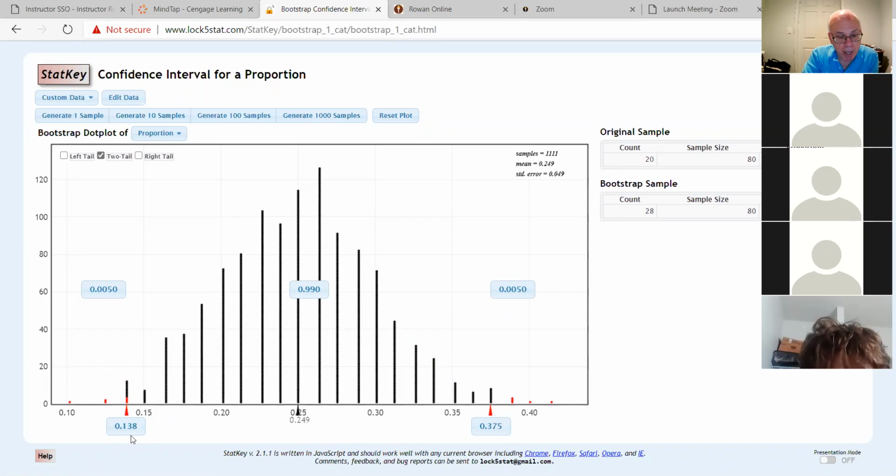It goes from 0.138, which is less than 0.163, and it goes all the way up to 0.375, which is bigger than 0.35. So here's the other statement. The bigger the level of confidence, the wider the confidence interval. Now remember, you don't want wide confidence intervals.